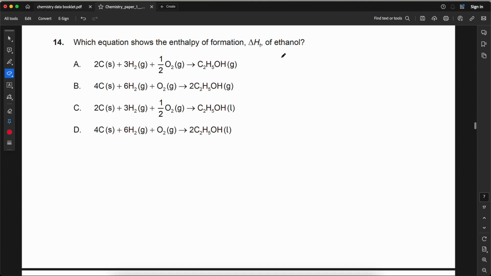Which equation shows the enthalpy of formation, delta Hf, of ethanol? The answer is C, because all of them must be at their standard state.